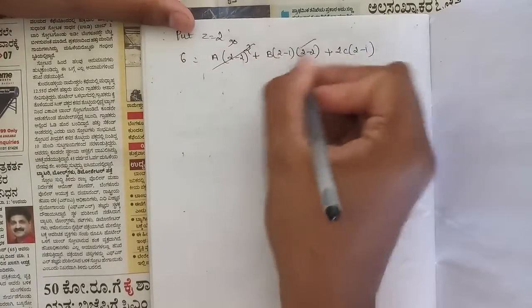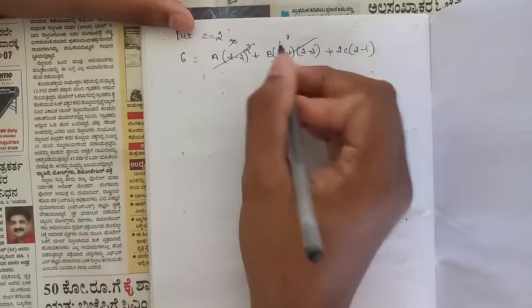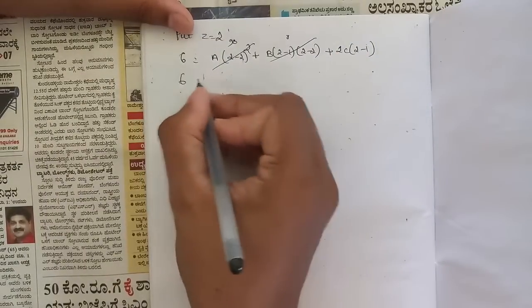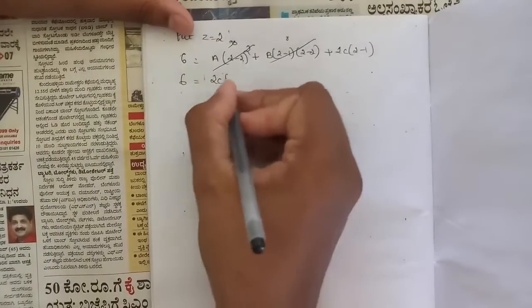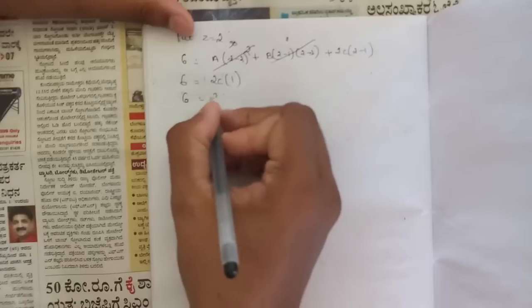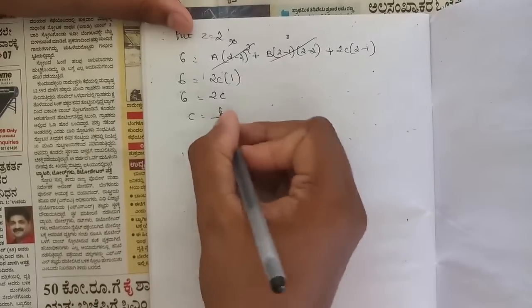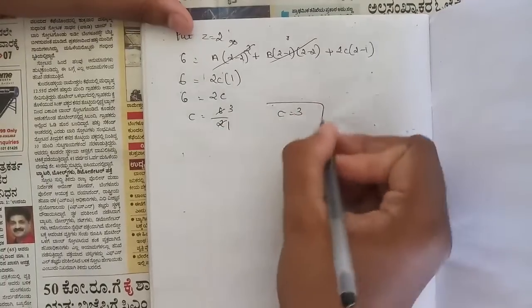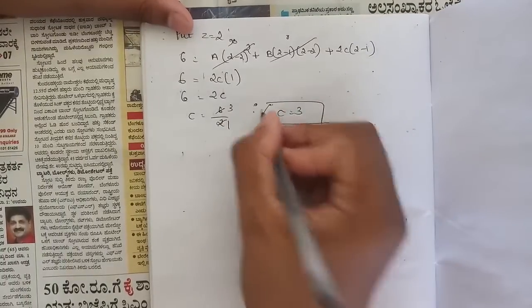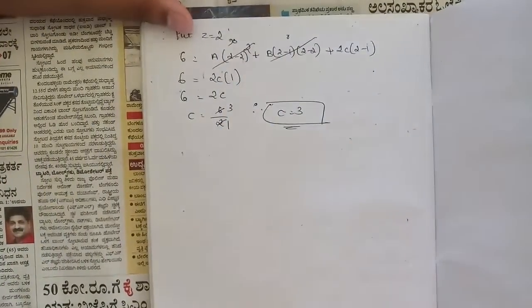So here we can see that these two terms become 0 since there is 2 minus 2. It is 0, right? So 2c into 2 minus 1 is 1. So 6 is equal to 2c. Therefore c is equal to 6 by 2. C is equal to 3. So now we have found the values for a and c.